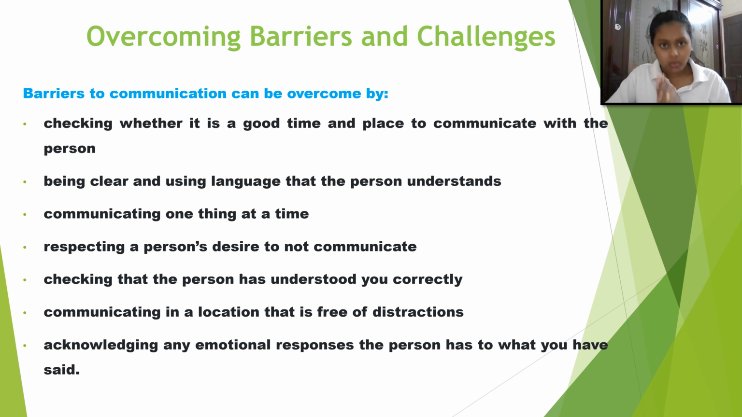Next, we're going to talk about overcoming barriers and challenges. Barriers to communication can be overcome by: first, checking whether it is a good time and place to communicate with the person. The second is being clear and using language that the person understands, communicating one thing at a time. The third is respecting a person's desire to not communicate. Number four is checking that the person understood you correctly. Communicating in a location that is free of distraction. The last is acknowledging any emotional response the person has to what you have said.